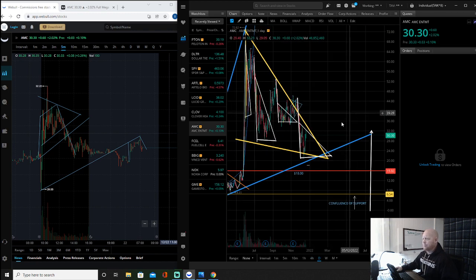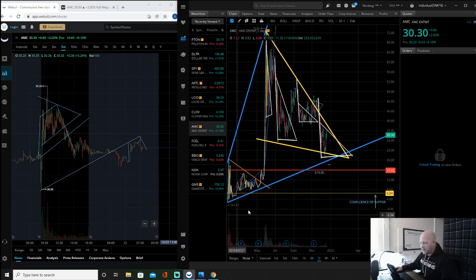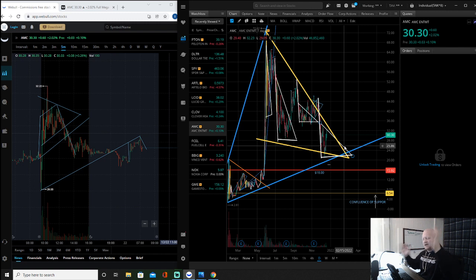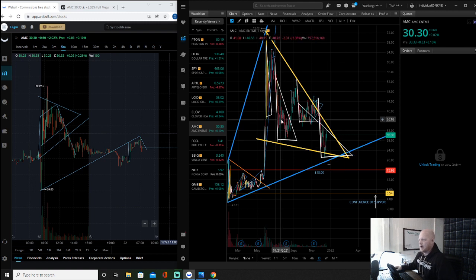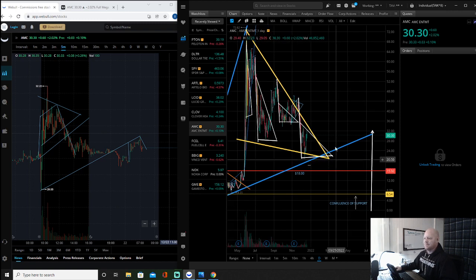This would break the algorithm, I believe, if it were to break down this last megaphone support, which I would call the last resort support. But it's the ultimate macro fractal that's housing all of this. I would be very, very blown away if it were to break down through there. But I had to show you guys this.